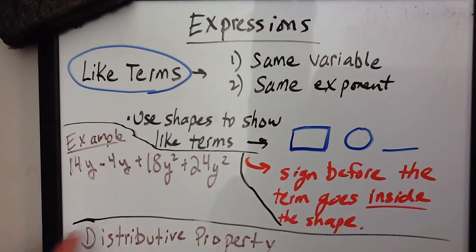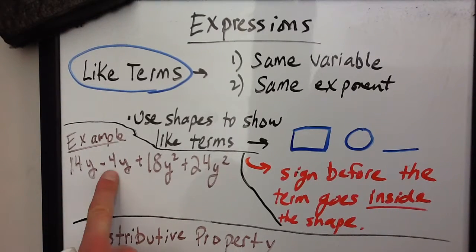So here's an example. We have 14y minus 4y plus 18y squared plus 24y squared. And we need to simplify this expression by combining like terms. So I'm looking at this and I see four terms. The four terms are 14y, that's a term. Negative 4y, I know it's a negative 4y because of the minus sign. 18y squared is a term, and 24y squared is a term. So in this expression there are four terms.